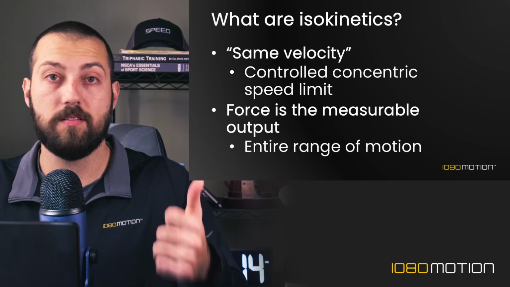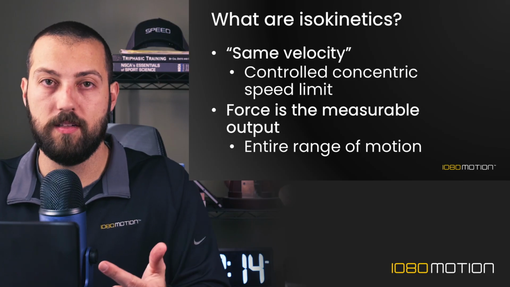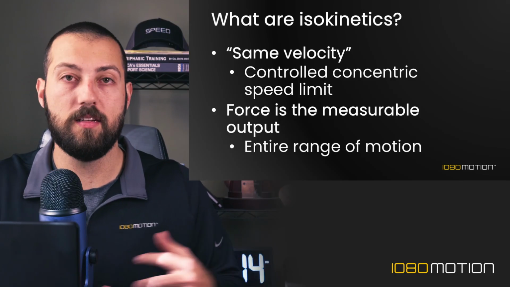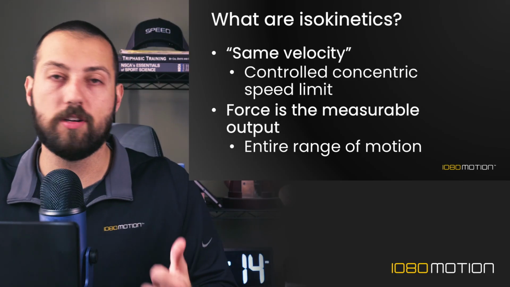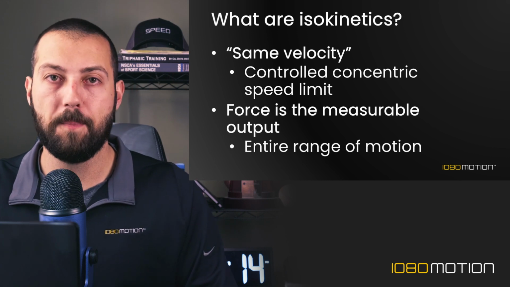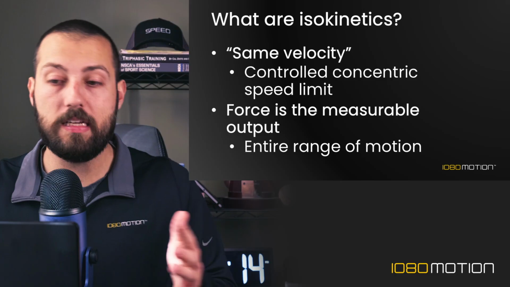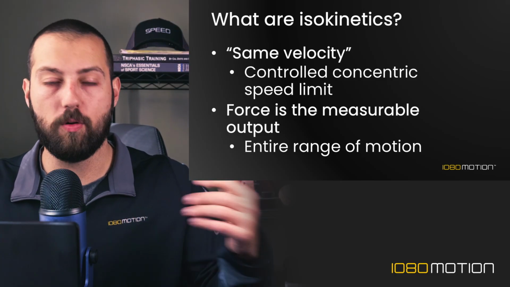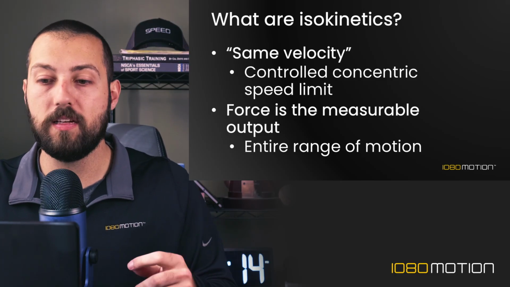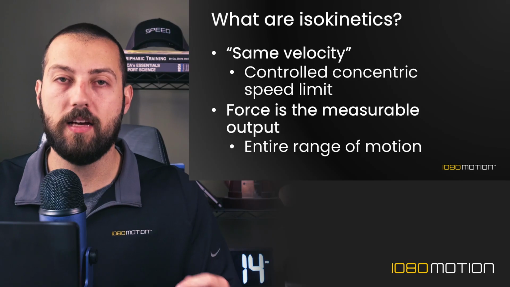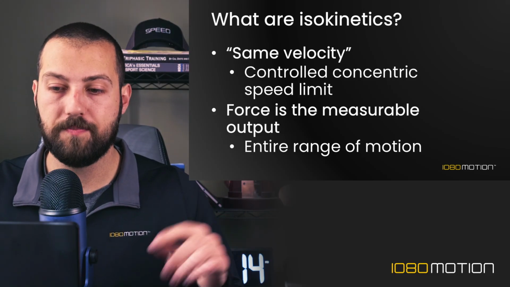So let's take a step back and understand simply just what isokinetics are. Iso means same, and kinetic means velocity. So the athlete is moving at the same velocity, or they are moving at a controlled or a fixed concentric speed limit. So you tell the motor or the machine how fast or slow, really, that the athlete can move, 0.1 meters a second, 0.2, 0.3, and the athlete cannot move faster than that no matter how hard they try.